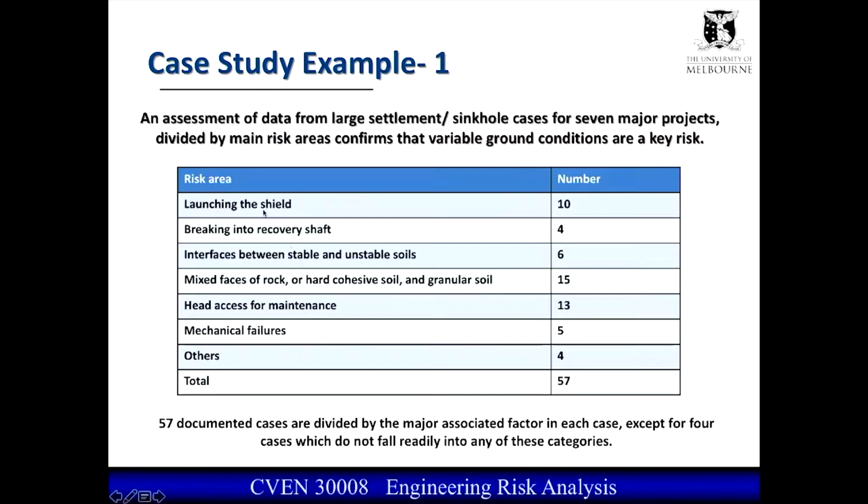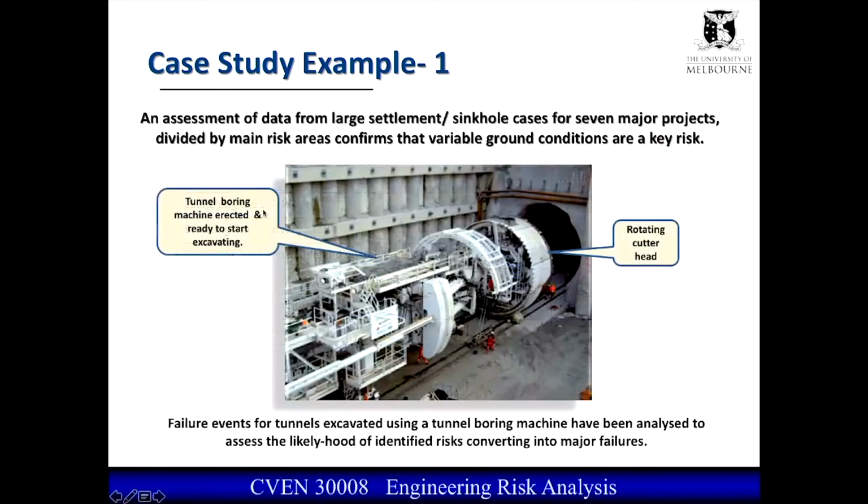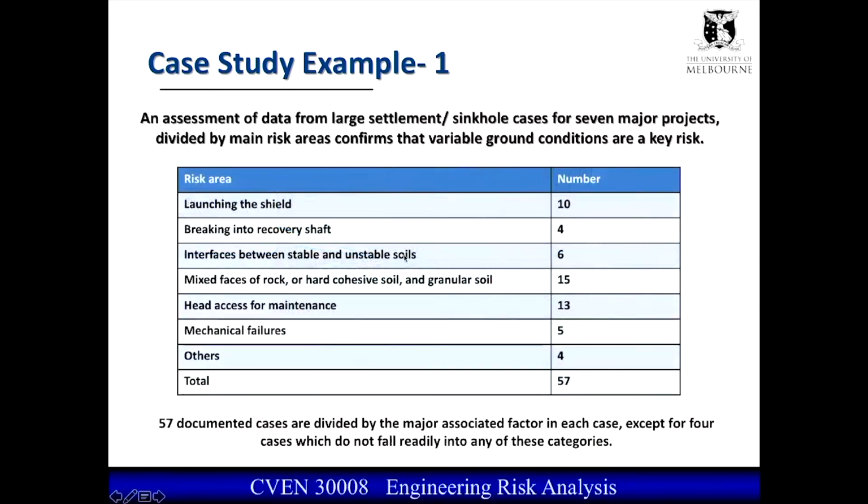So launching the shield is the first one, which is where you're just starting the machine off, pushing it into the tunnel. The next one is the other end, where you're pulling it out of the tunnel and you're starting to lift it out up a shaft. You can see there have been fewer incidents there. Interfaces between stable and unstable soils, that's when you're tunnelling along in one sort of ground condition and all of a sudden it changes and you get into a different ground condition and you've got to change your methods of tunnelling.